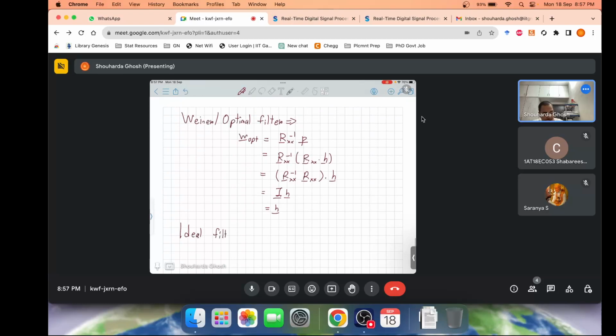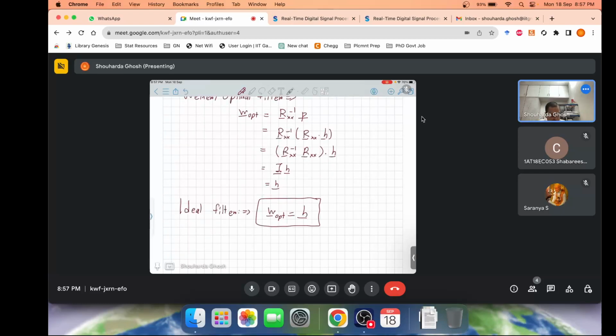So what happens? The ideal filter W opt is equal to your system vector. What does it mean? It means that the optimal filter coefficients match the actual system response.